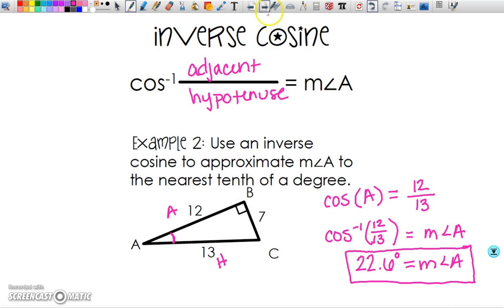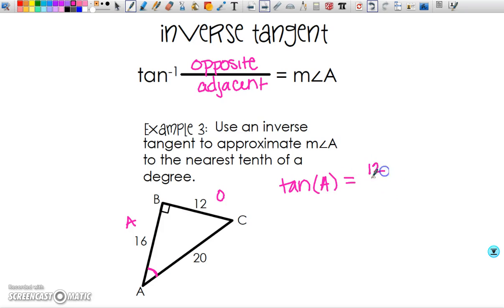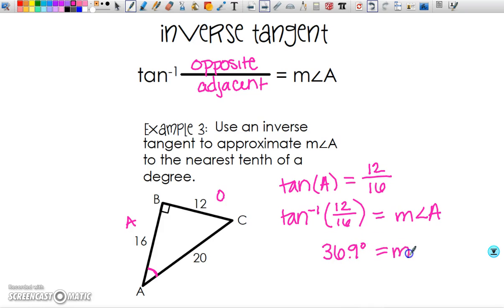Okay? And then one more example and we're all done. So tangent. Tangent before was opposite over adjacent. Tangent is still opposite over adjacent. So again, we're looking for the measure of angle A here. The opposite side is this side, and the adjacent side is the one next to it that is not the hypotenuse. Remember, this one is the hypotenuse. So we will write tangent of A equals opposite 12 over adjacent, which is 16. But to get the measure of angle A, we have to do the inverse and put 12 over 16 in the parentheses, and that will give us the measure of angle A. So when we actually put that in the calculator, it gives us about 36.9 degrees as our measure of angle A.